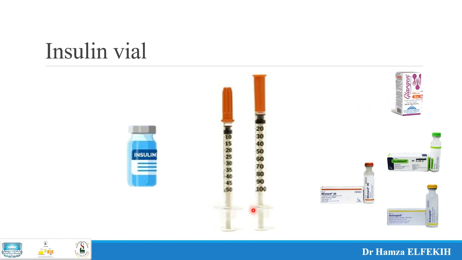We have 2 types of syringe. We have 100 units in this syringe, and we have 50 units in this syringe. So every line in this syringe contains 2 units, and every line in this syringe contains 1 unit. The needle length is 8 millimeters here and 11 millimeters in this syringe.